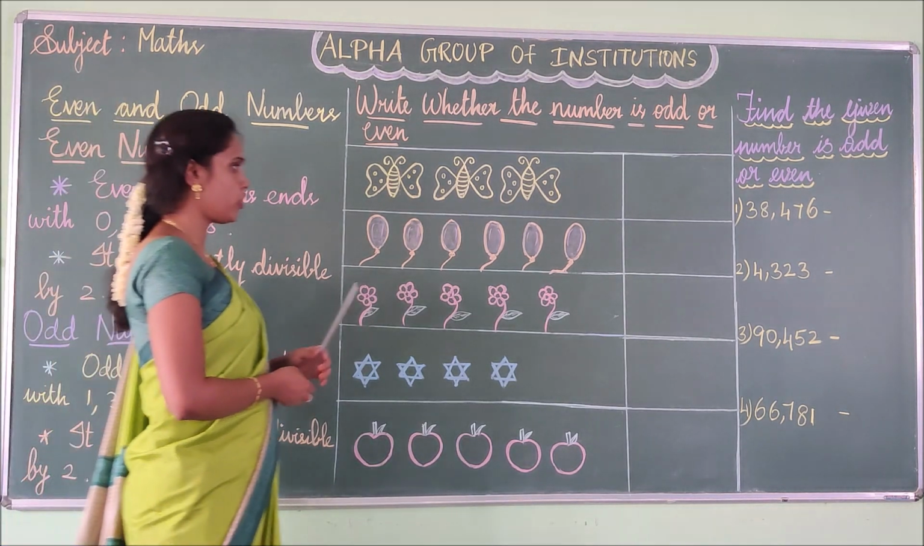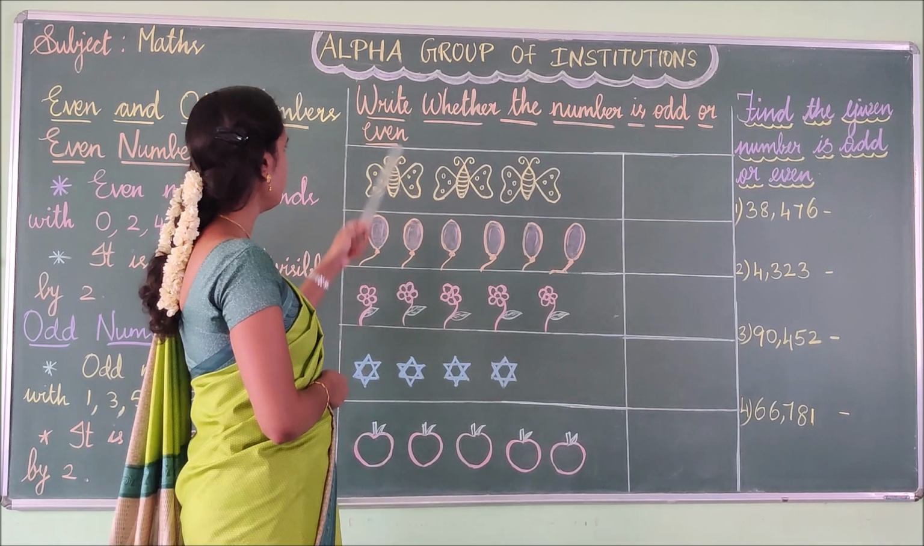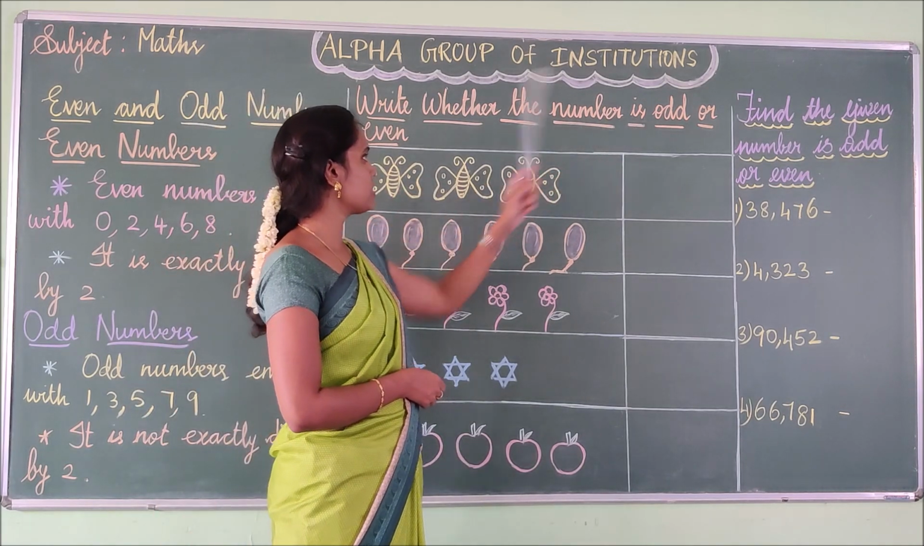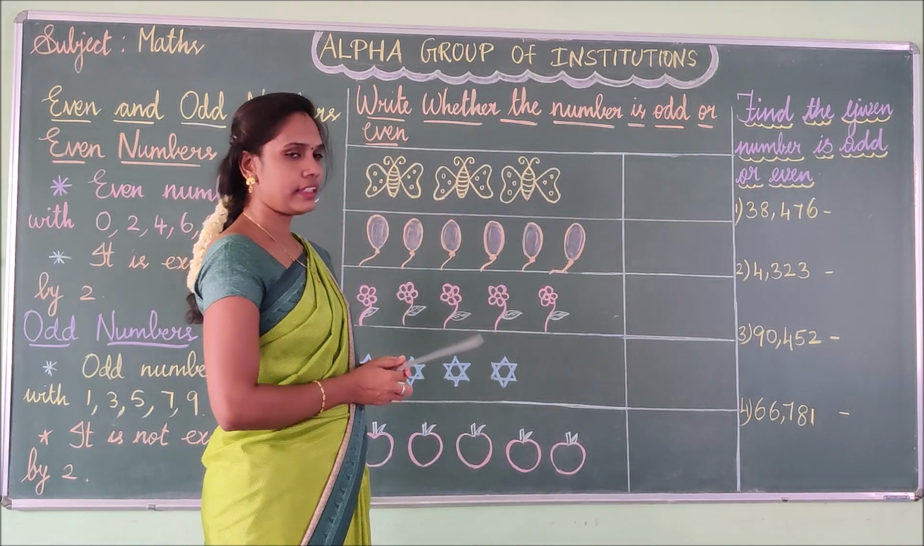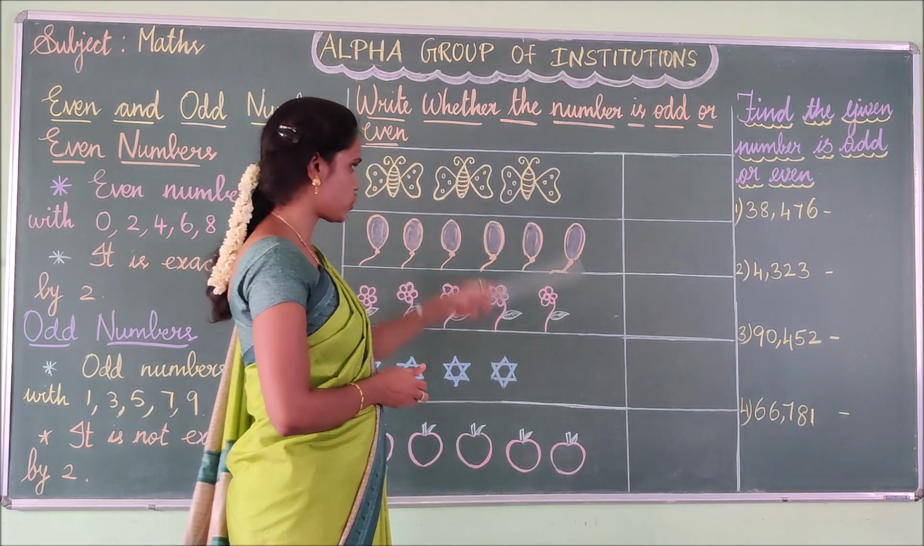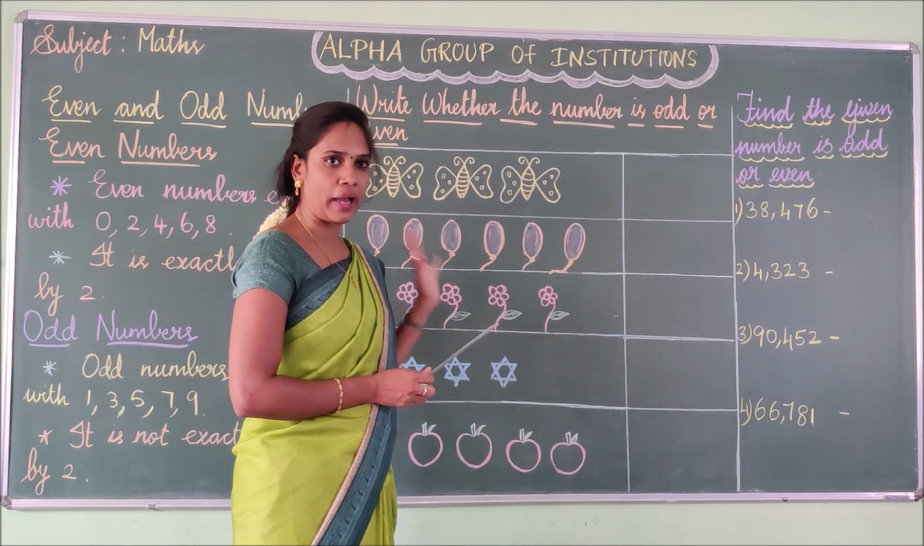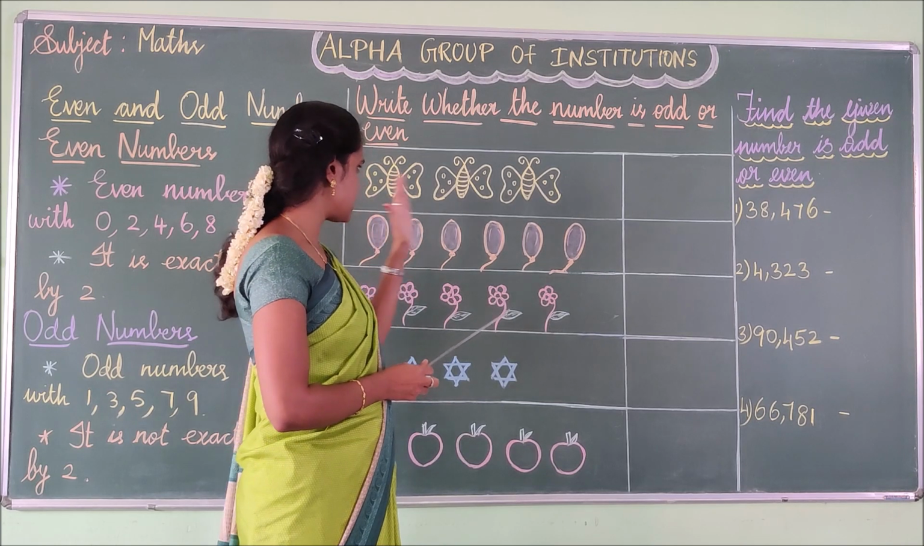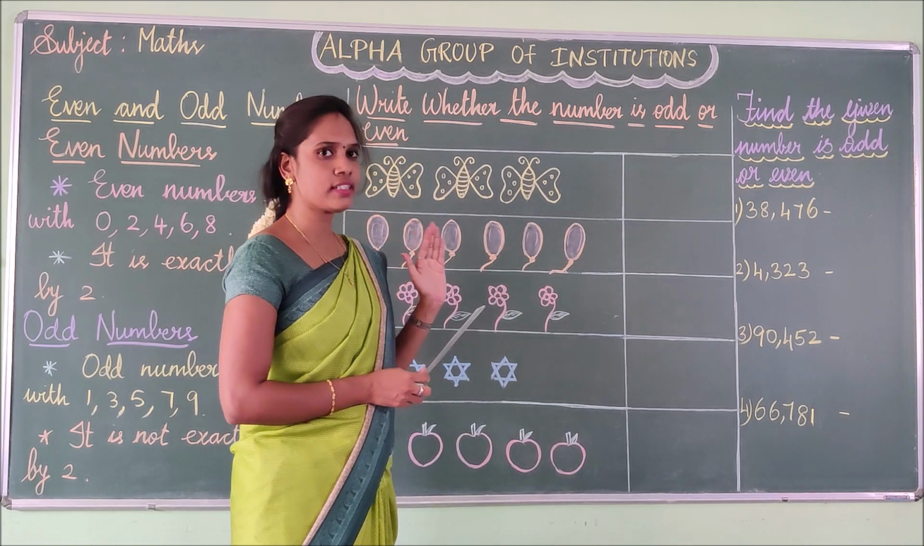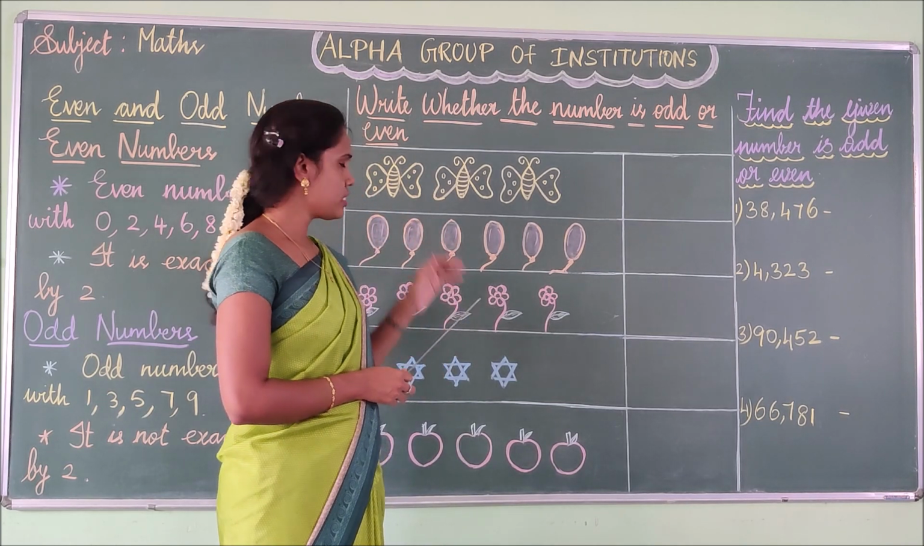Shall we move on to the next one? See, what is the next one? Write whether the number is odd or even. Here you have some pictures, and you have to pair them. Just see it and find out whether it is odd or even. Shall we start now?